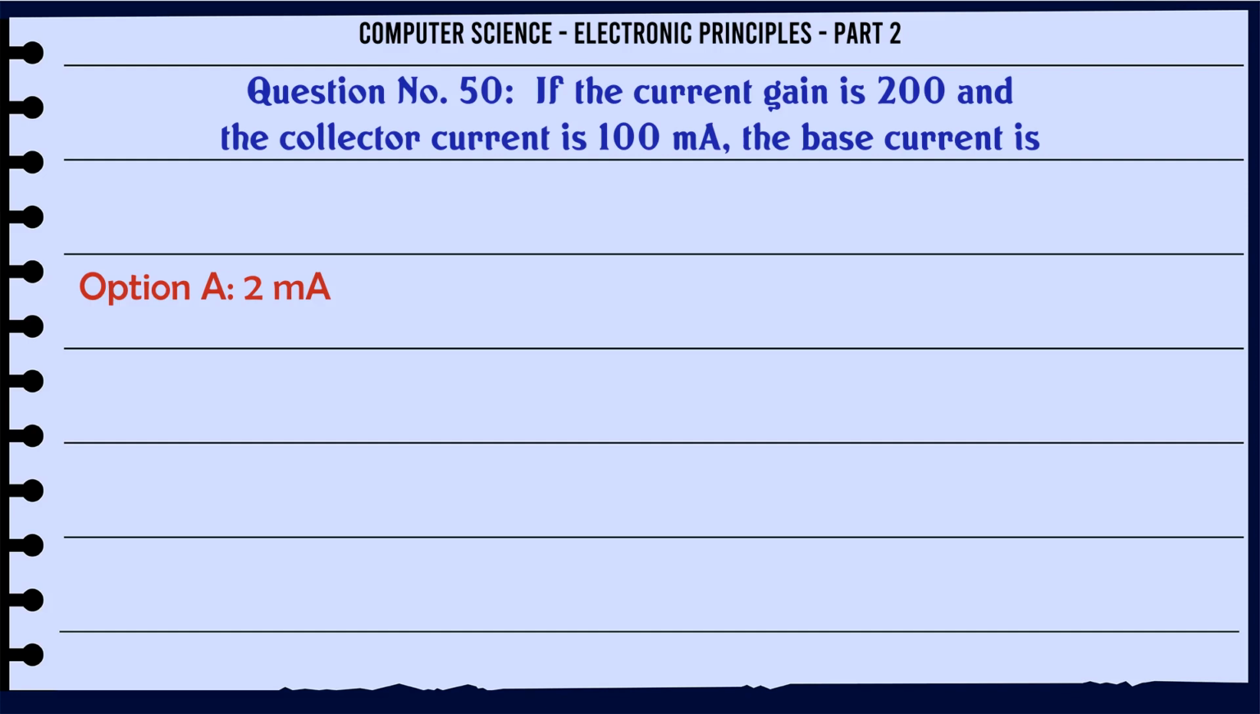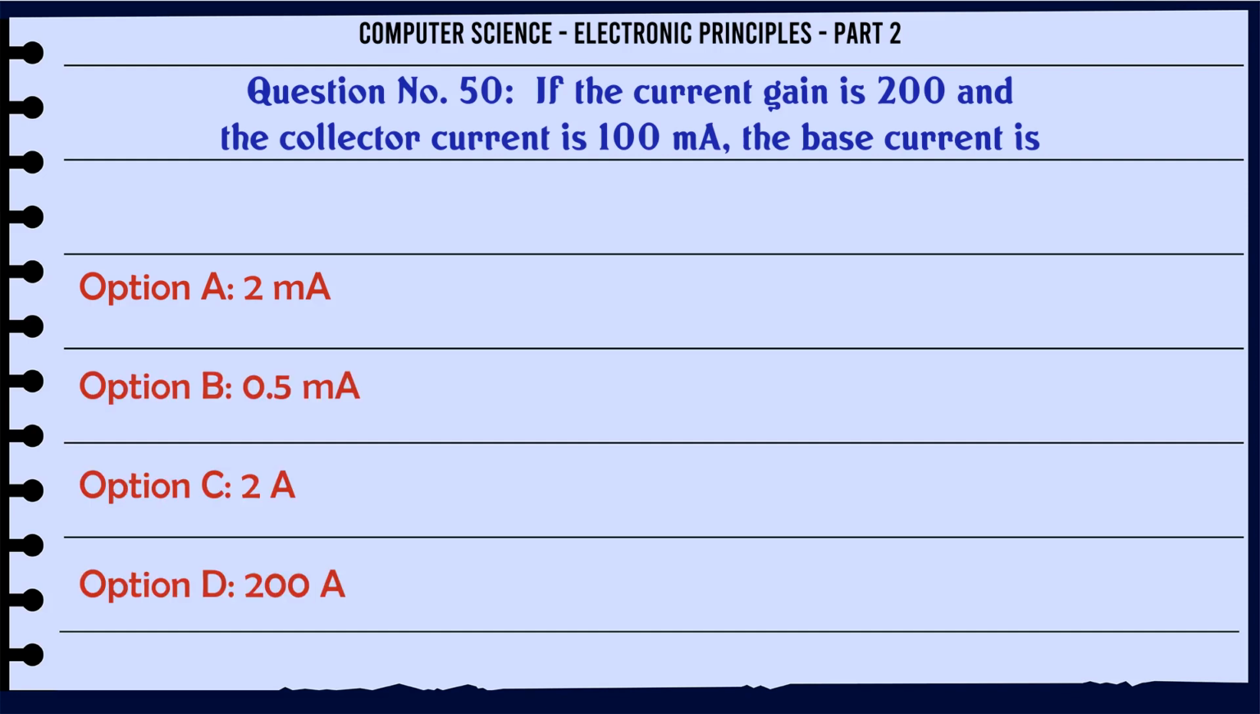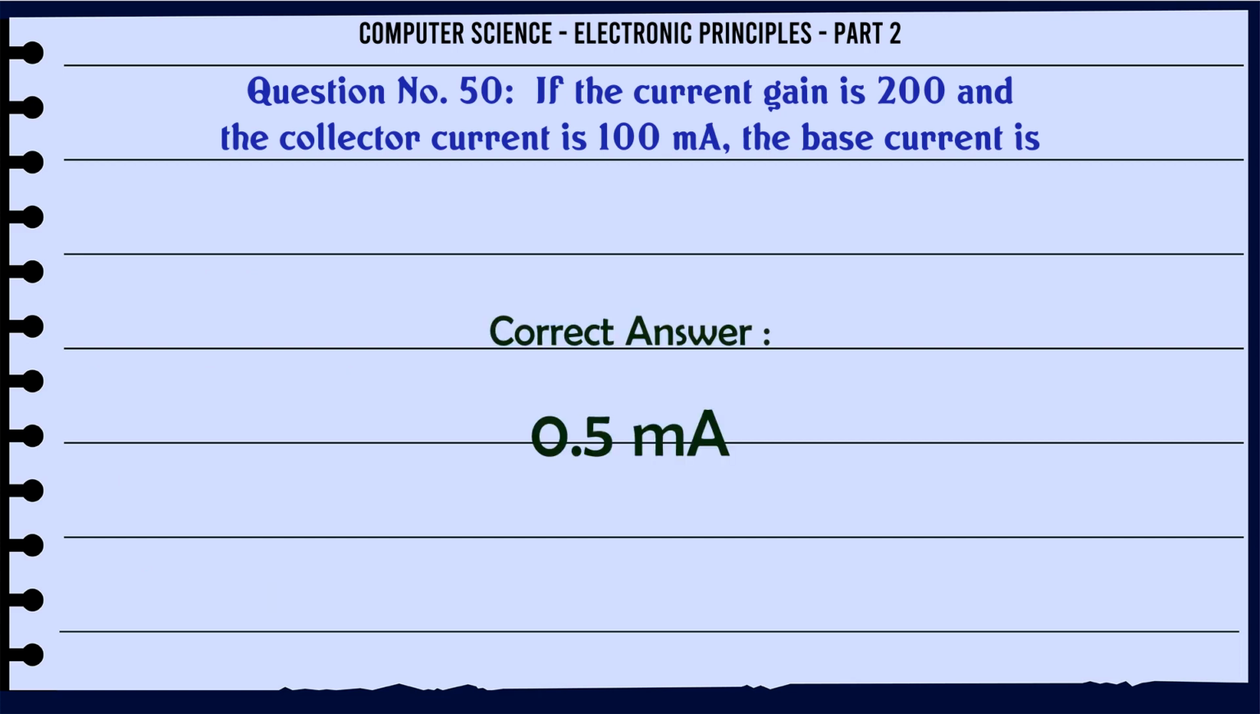If the current gain is 200 and the collector current is 100 mA, the base current is A. 2 mA, B. 0.5 mA, C. 2 A, D. 200 A. The correct answer is 0.5 mA.